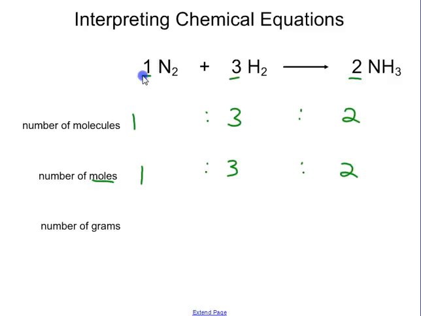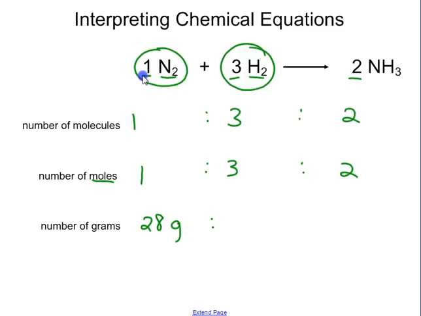However, the number of grams are not represented in the ratio because 1 mole of nitrogen molecules will weigh differently than 1 mole of hydrogen molecules. So if we were to measure out the number of grams represented by 1 mole of nitrogen, that would be equivalent to 28 grams. And of course, we're getting that from the periodic table. Nitrogen's atomic mass is 14, but there are 2 of them.